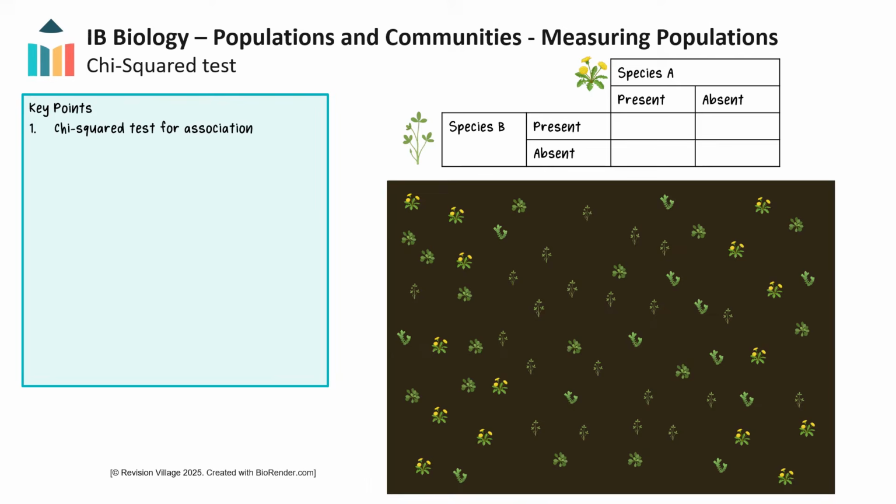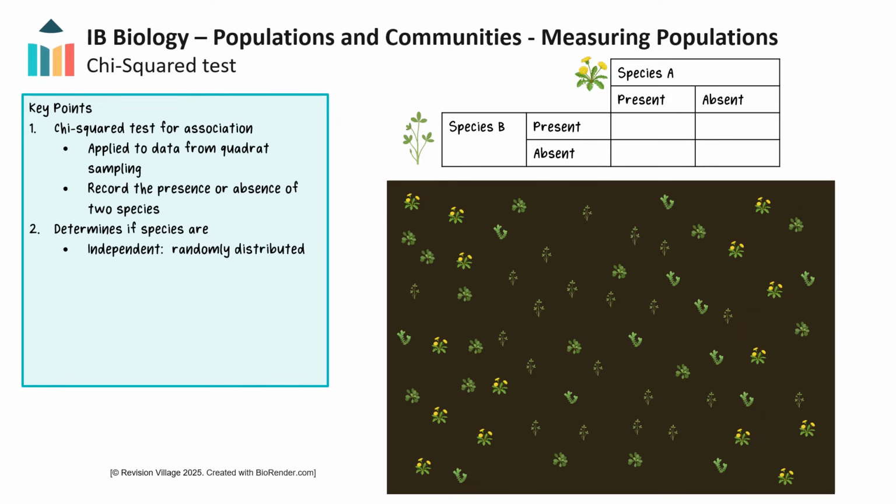To analyze the relationship between two species, the chi-square test can be applied to data from quadrat sampling. By recording the presence or absence of each species across several sites, ecologists can determine whether their distributions are independent, that is, randomly distributed in the environment, or if they're associated, either found together or not found in the same areas. A negative association means they're rarely found together, and a positive association means they're often found together.